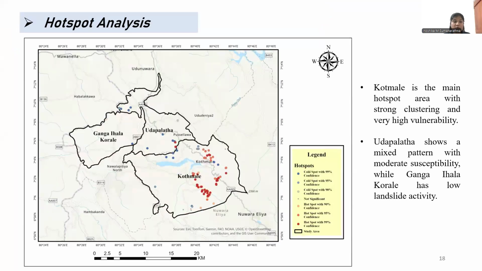And this map shows the hotspot analysis. In this map, we identify Kothmale as the main hotspot area with strong clustering and very high vulnerability. And Udapalatha shows a mixed pattern with moderate susceptibility, while Ganga Ihala Korale has low landslide activity.